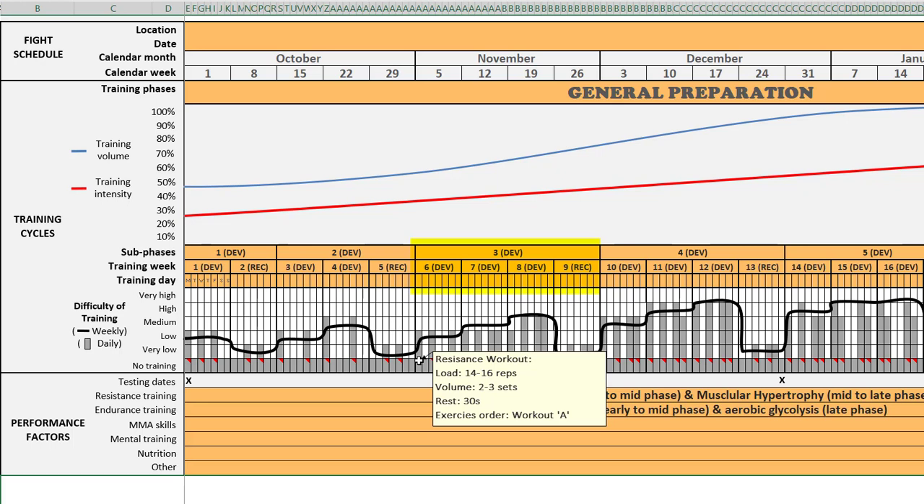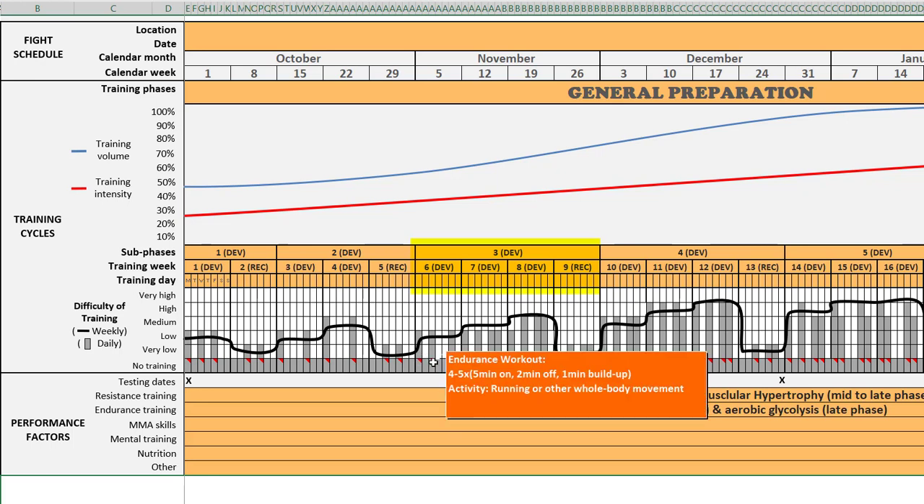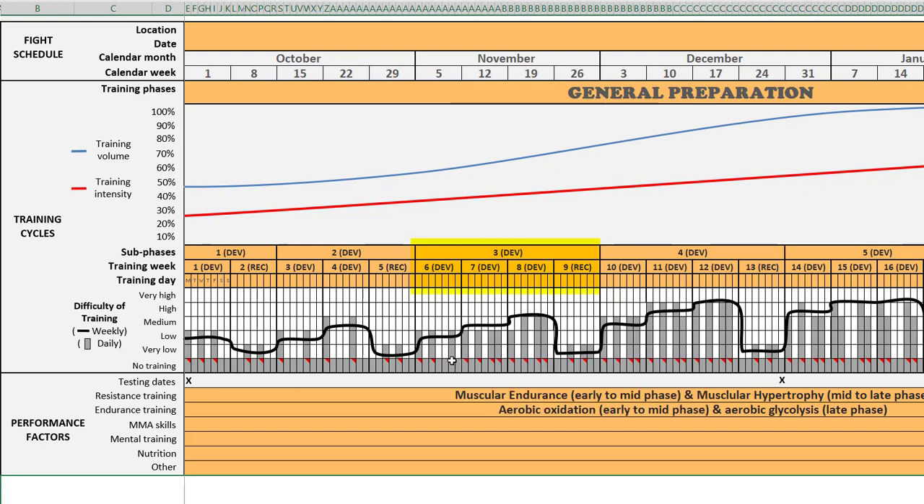Now, what you're going to notice here is we're sticking with the same reps for our first resistance training workout, the same volume in terms of sets roughly. We have 30 seconds rest, and we're alternating the workouts back to workout A. And our endurance workout stays roughly the same, 4 to 5 times 5 minutes on, 2 minutes off, 1-minute build-up. But the big difference here is that this week we've added another resistance workout. And again, certainly we're shifting the workouts here.